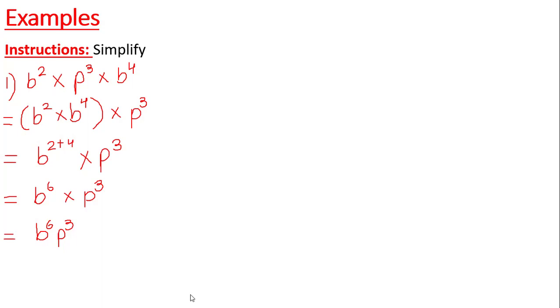So you have b to the 6 and then p to the 3, and you just leave it like that. The reason we leave it like that is because the bases are not the same, so you can't add the powers. Do you all understand this? Let me know if you all understand it before we move on to the next one. Yes, sir. Joseph, where's Joseph?